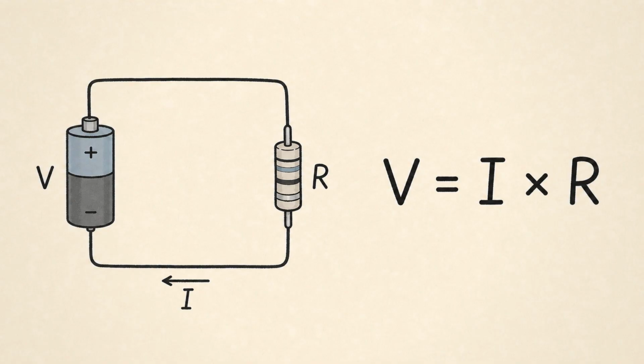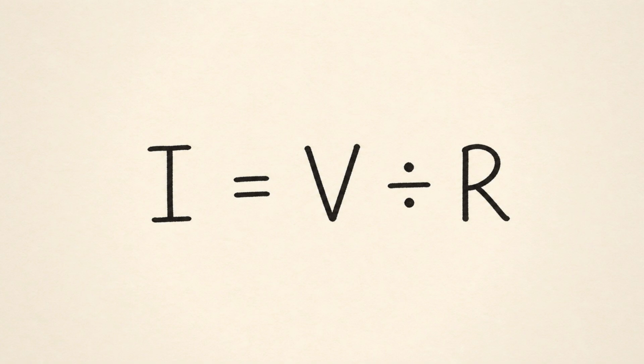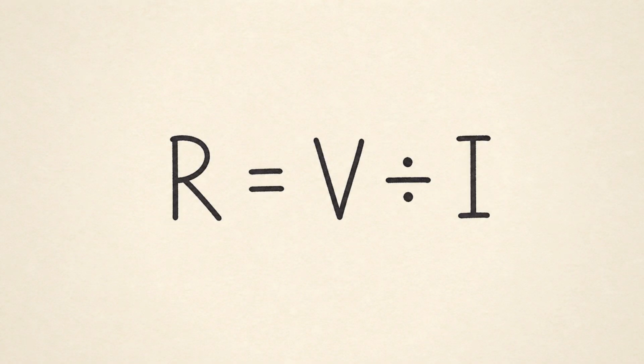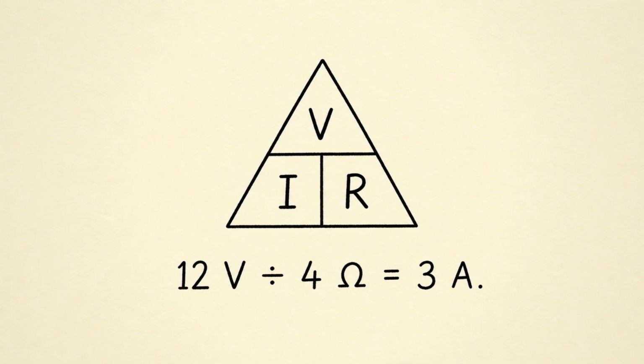The same formula can be rearranged. If you want current, I is equal to V divided by R. If you want resistance, R is equal to V divided by I. Here is a simple example. If a 12-volt supply is connected across a 4-ohm resistor, the current is 12 divided by 4, which is equal to 3 amperes. So the circuit current is 3 amperes. This is one of the most important calculations in basic electronics.